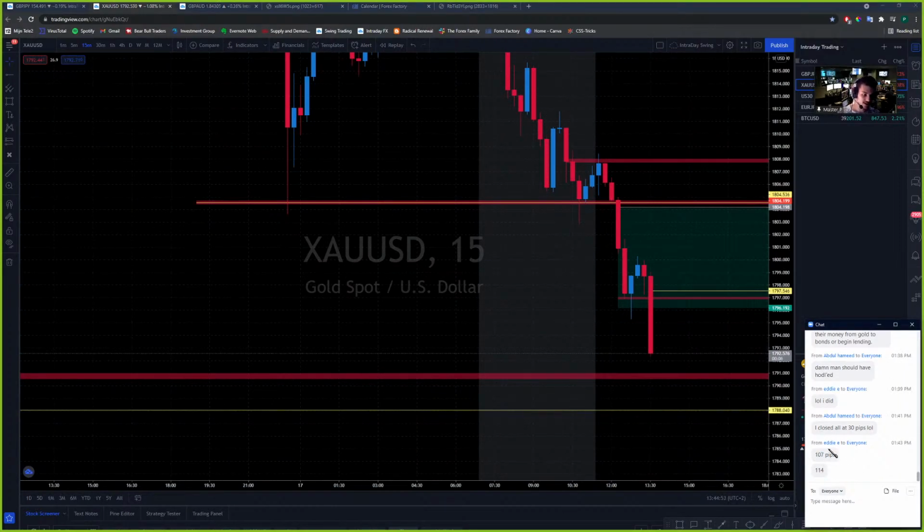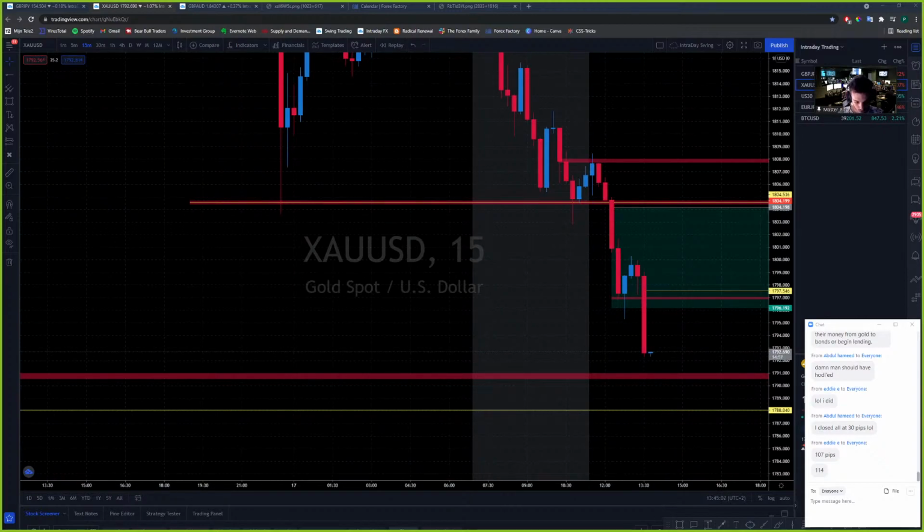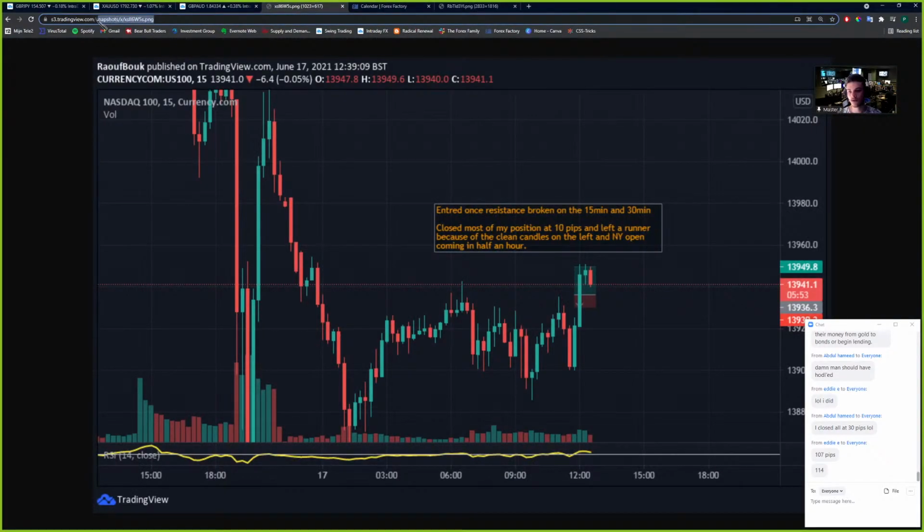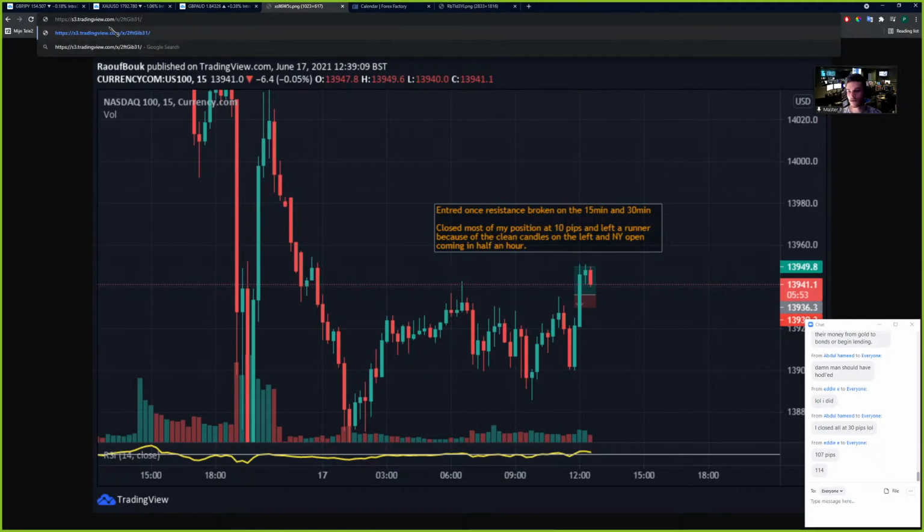107 pips, amazing, Eddie. Let's put this guy on a timeout. And like we were saying, don't have FOMO, wait for some pullbacks, and if it breaks those supports again, then it should go down. And that's exactly what it did.